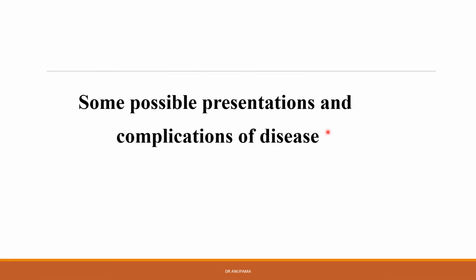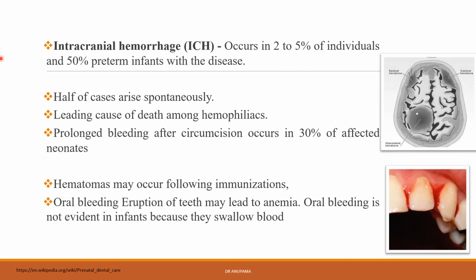Now some possible presentations and complications of the disease. The first thing is intracranial hemorrhage, ICH. It occurs in 2 to 5% of individuals and 50% of preterm infants with the disease. Half of the cases arise spontaneously and it can cause death among hemophiliacs. Prolonged bleeding after circumcision occurs in 30% of affected neonatals.